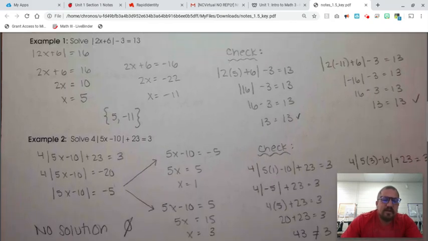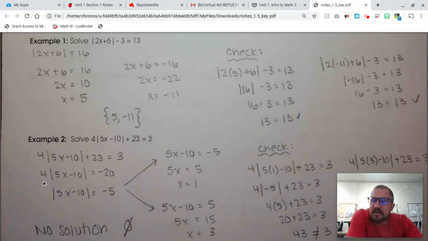Okay? Now, let's go to example 2. In example 2, we have two things outside of the absolute value bars. So we write it down. 4, absolute value of 5x minus 10 plus 23 equals 3. Step 1 is going to be take that plus 23 and move it to the right side. So we subtract 23, and we now have 4 absolute value of 5x minus 10 equals negative 20.